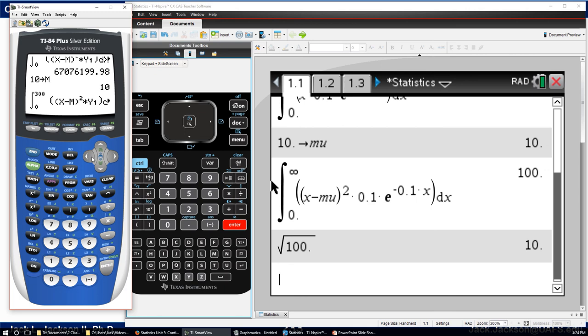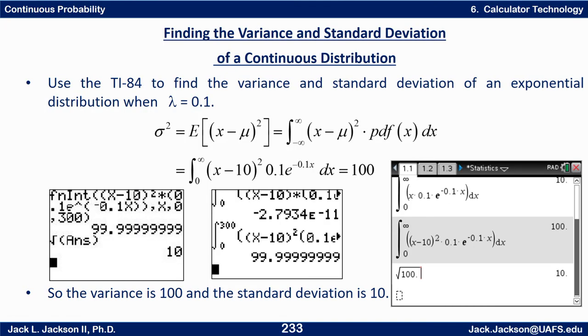Now let's see what happens if I make this 400. It should come out to be 100 or real close. Yeah, it's 100. So that's good. And then if I take the square root of that answer, of course, that's my standard deviation. I could do it in my head, but that's 10 for that. Okay. So that's how you find the mean and the standard deviation if you know the PDF.